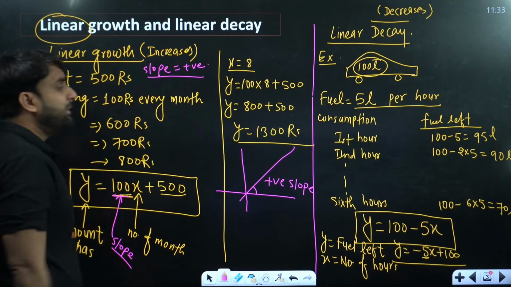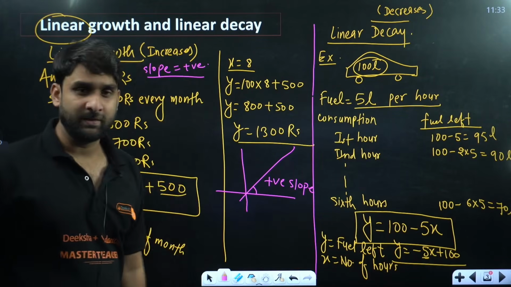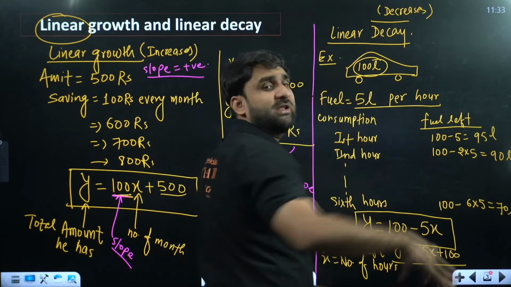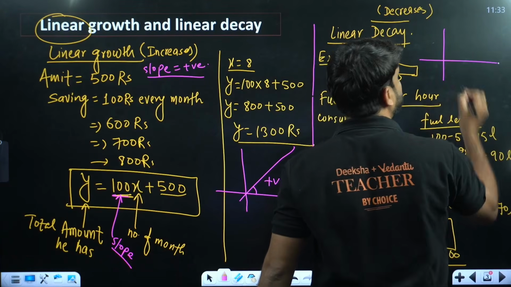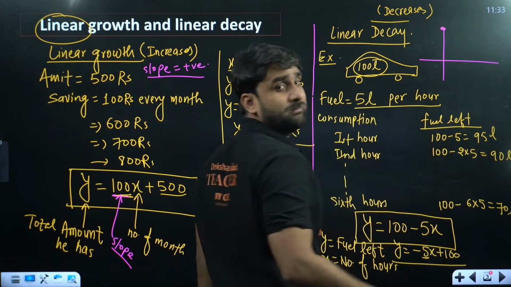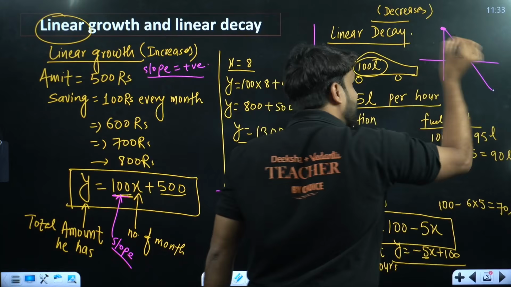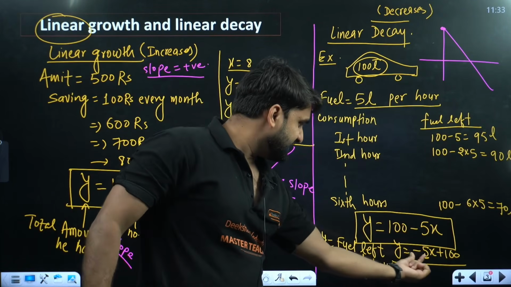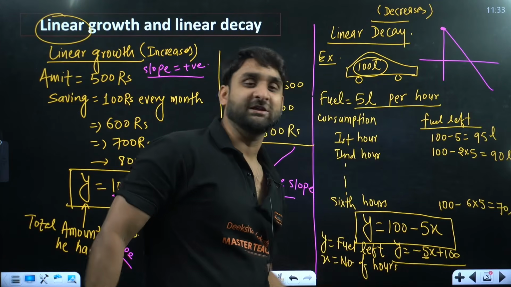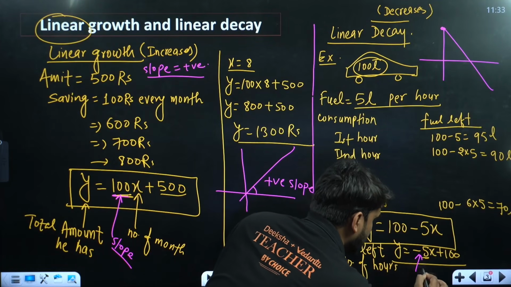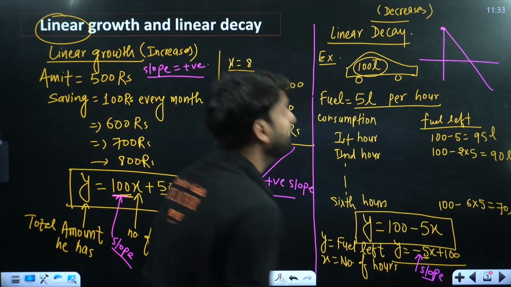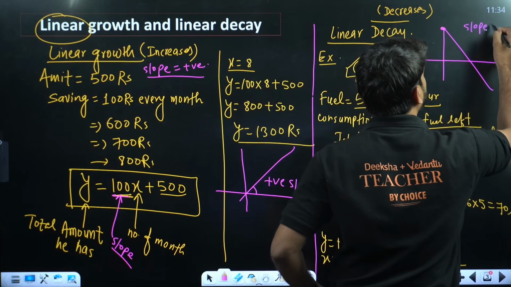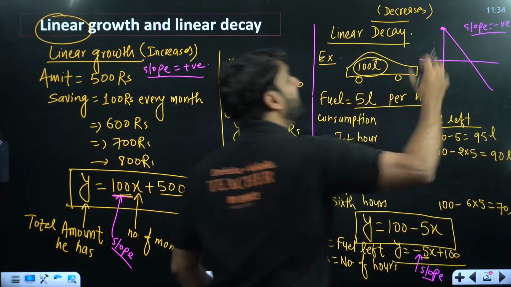But if we look at the graph of this situation, here initial value was 100 and now it is decreasing. So if we draw the graph of this situation, initially it was at a higher level and it is decreasing. So this will be the graph. Right, because of the negative sign, this coefficient of x is basically slope, and slope is negative here. So in linear decay, slope is negative. Please keep it in mind.